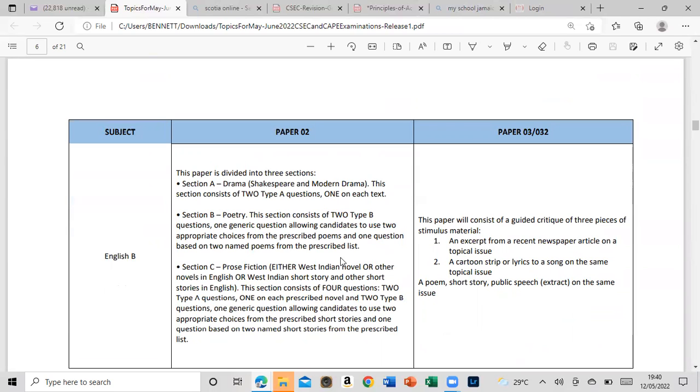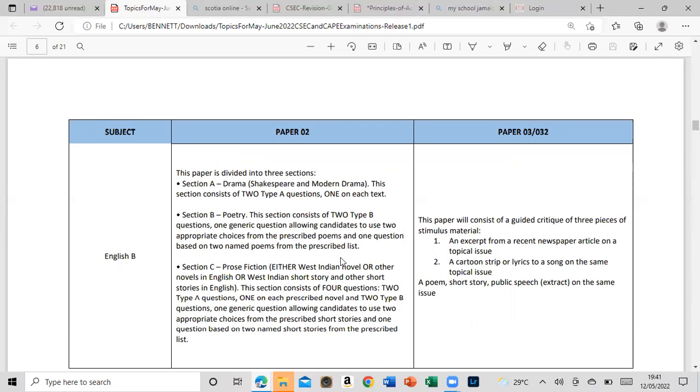On English B. This paper is divided into 3 sections. So section A, drama, Shakespeare and modern drama. This consists of 2 type A questions and 1 on each text. Section B, poetry. This section consists of 2 type B questions, 1 generic question allowing candidates to use 2 appropriate choices from the prescribed poems, and 1 question based on 2 named poems from the prescribed list.